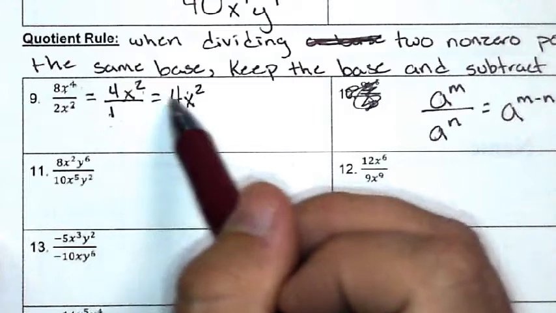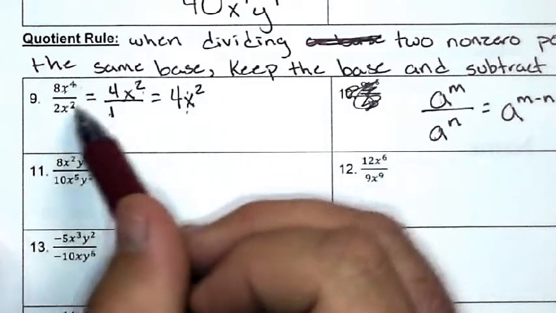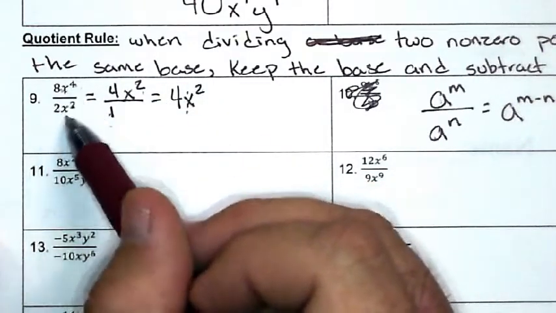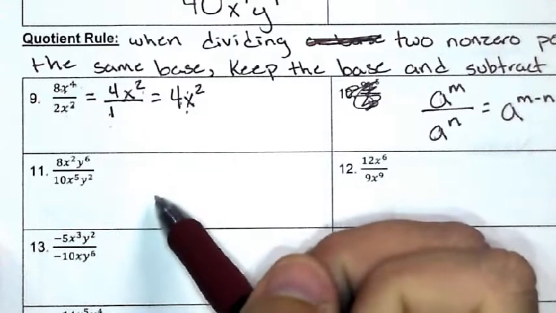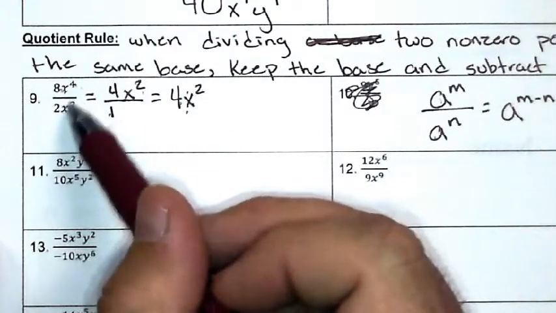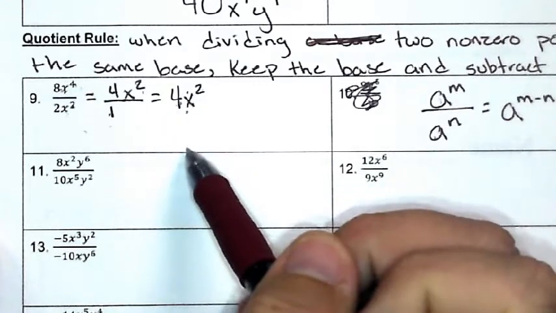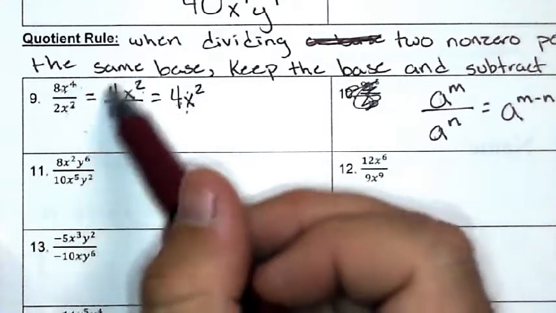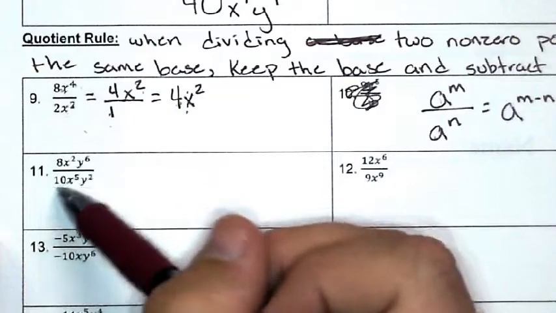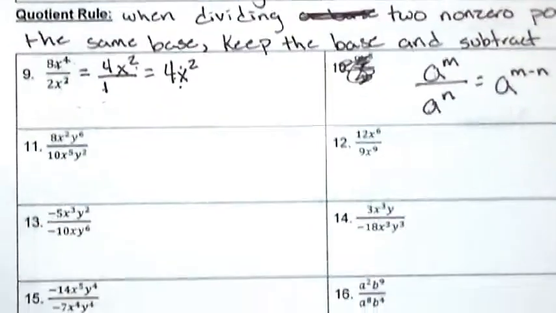I could look at this and say 8 divided by 2 is 4. Boom, there's 4. And then I have x to the 4, x squared. I have more x's in the numerator, so that x will stick with the 4. Okay? But I did the simplified version because this next example won't give me a whole number, so I have to reduce the fraction.